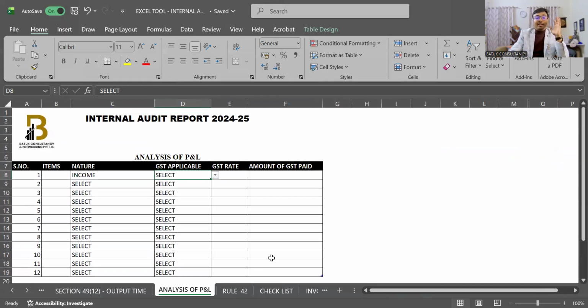Analysis of profit and loss account. Sir, you need to put the line items of your profit and loss account, income and expenditure. You need to select whether GST is applicable or what is the GST rate, whether GST has been paid or not.